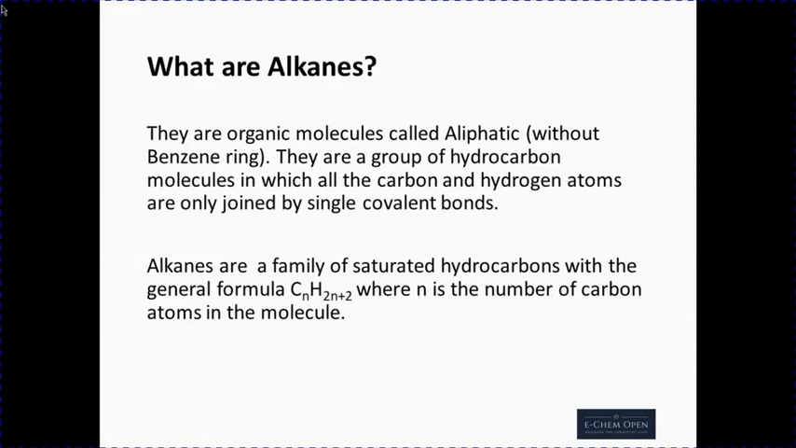What are alkanes? They are organic molecules called aliphatic. These do not have a benzene ring. They are a group of hydrocarbon molecules in which all the carbon and hydrogen atoms are only joined by single covalent bonds.